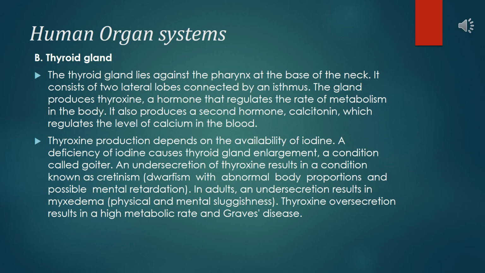Thyroxine production depends on the availability of iodine. A deficiency of iodine causes thyroid gland enlargement, a condition called goiter. An undersecretion of thyroxine results in a condition known as cretinism, dwarfism with abnormal body proportions and possible mental retardation. In adults, an undersecretion results in myxedema, physical and mental sluggishness. Thyroxine oversecretion results in a high metabolic rate and Graves' disease.